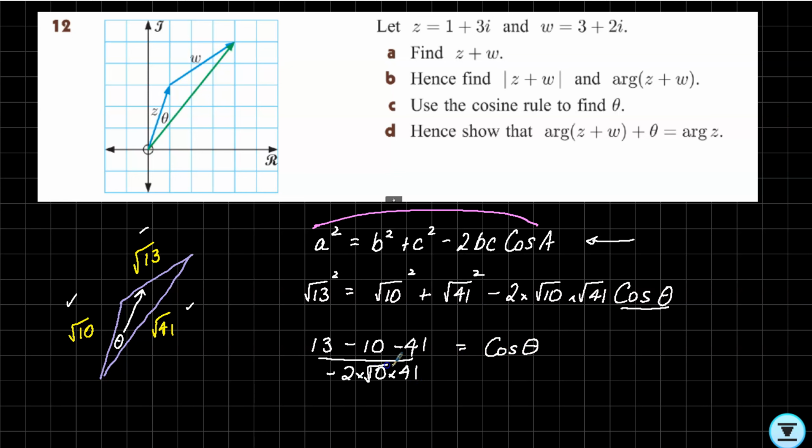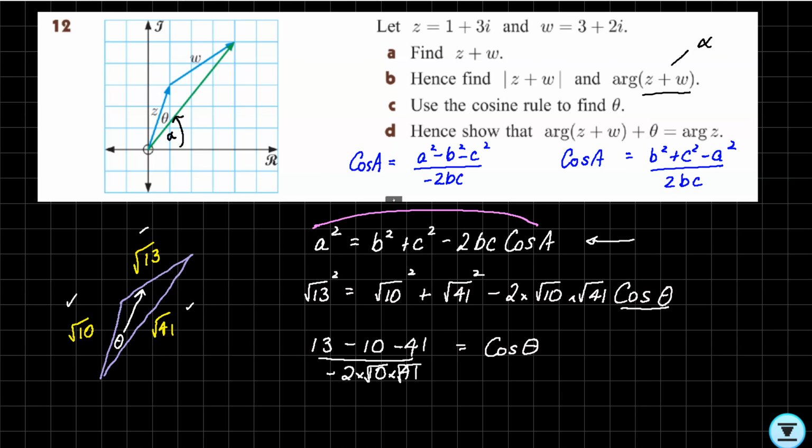That gives me, it does still have the square roots. That gives me cos theta. How do I get rid of the cos? Reverse cos. Inverse cos. So we get our theta, okay?